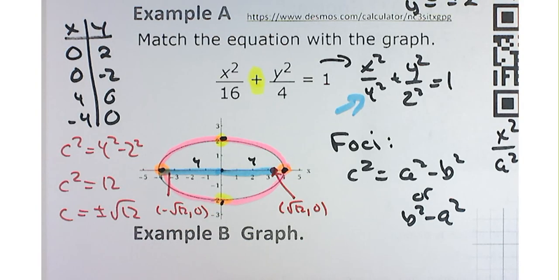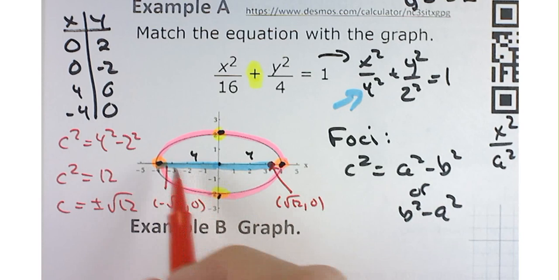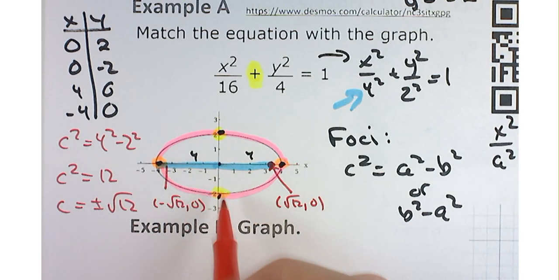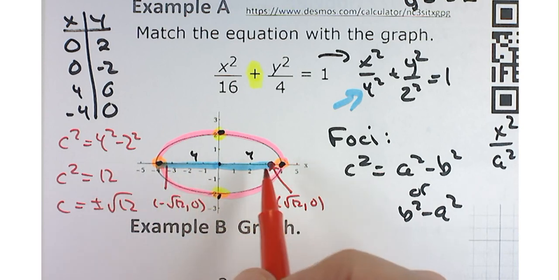Great. Now the foci are always going to lie along the major axis. This is the minor axis. What do you think is going to distinguish the major axis from the minor axis? A little bit more than that. How about I tell you that this is the major axis and this is the minor axis? Yeah, it's the length. The major one's just going to be the longer one.